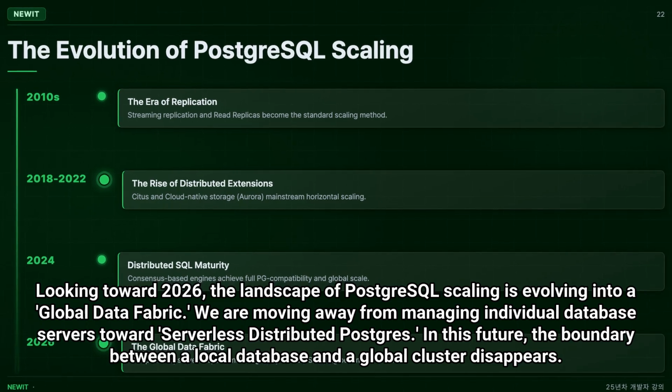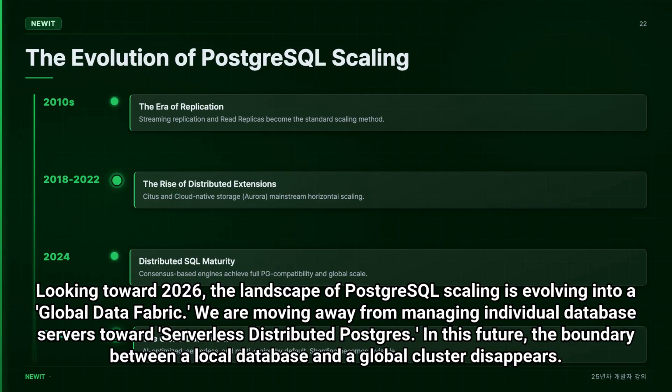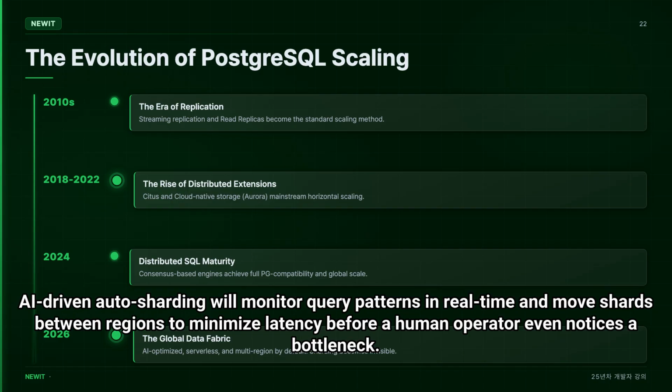Looking toward 2026, the landscape of PostgreSQL scaling is evolving into a global data fabric. We are moving away from managing individual database servers toward serverless, distributed Postgres. In this future, the boundary between a local database and a global cluster disappears. AI-driven auto-sharding will monitor query patterns in real time and move shards between regions to minimize latency before a human operator even notices a bottleneck.